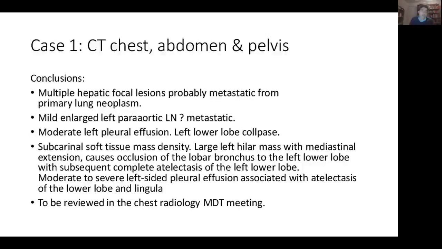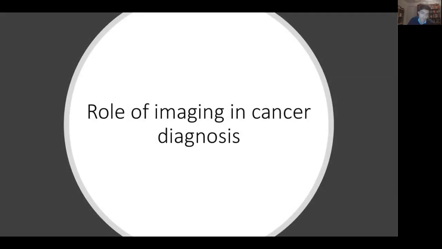So the radiology consultant opines that this patient has multiple lesions throughout the liver, probably metastatic from a primary lung neoplasm. No surprises there from the history of breathlessness and smoking history. There are multiple enlarged para-aortic lymph nodes, a moderate left pleural effusion causing some collapse, again, not uncommon. There is a subcarenal soft tissue mass density and a large left hilar mass with mediastinal extension, occluding the lobe bronchus of the left lower lobe, complete atelectasis of the left lower lobe, and a moderate to severe left-sided pleural effusion with atelectasis. And she suggests that this is put through the chest radiology meeting sensibly enough.